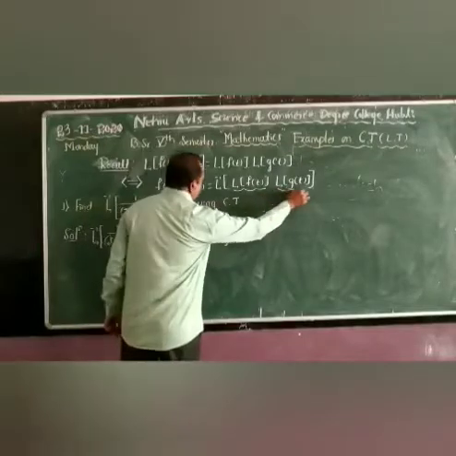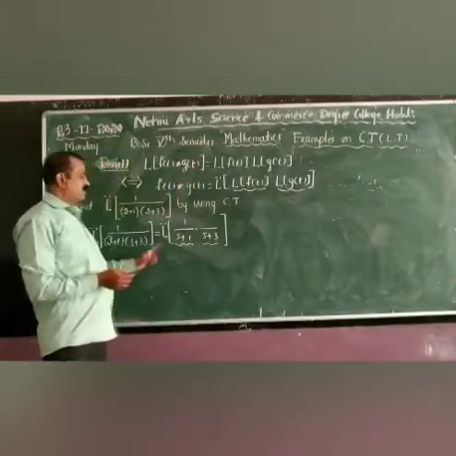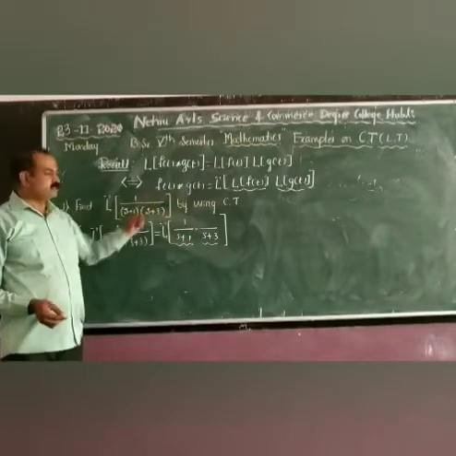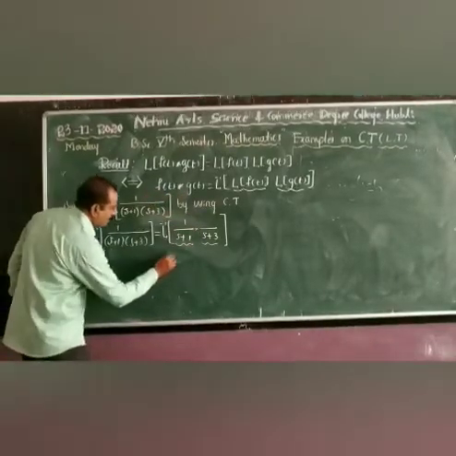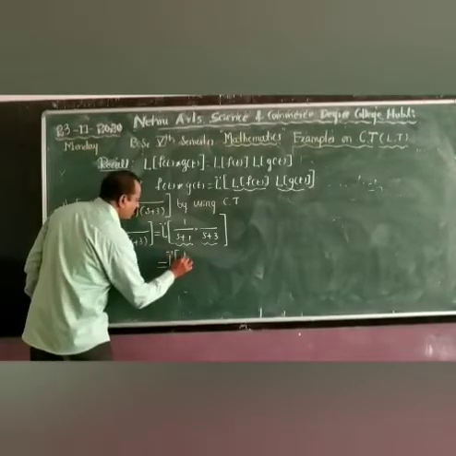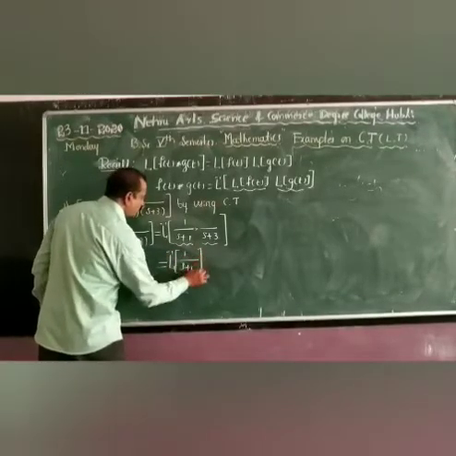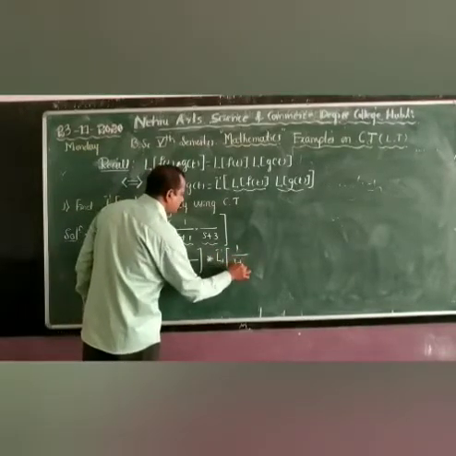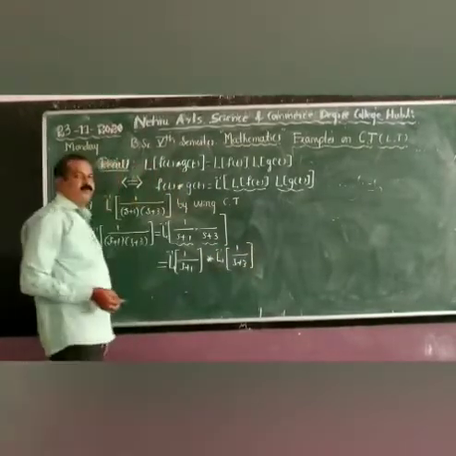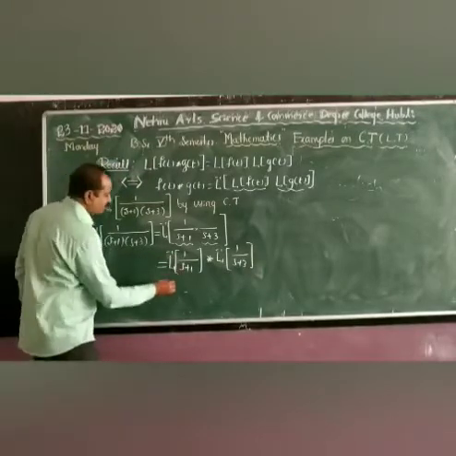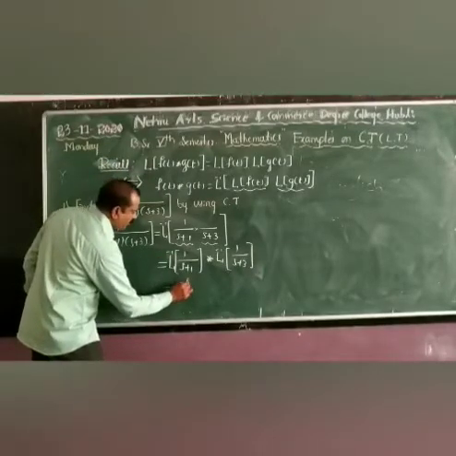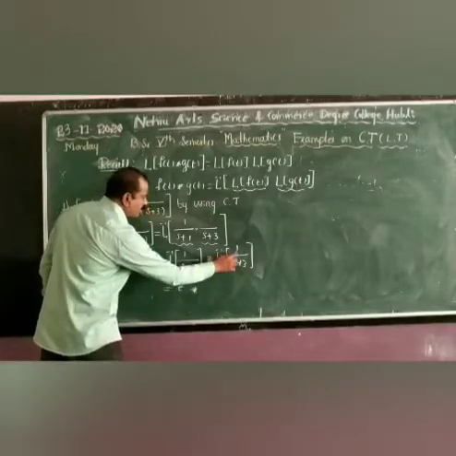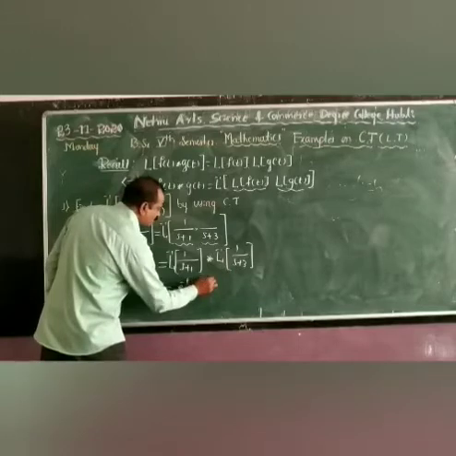Now here f of t is 1 divided by s plus 1, g of t is 1 divided by s plus 3. So you can split by means of convolution: L inverse of 1 divided by s plus 1 star L inverse of 1 divided by s plus 3. Now we know L inverse of 1 by s plus 1 is the exponential e raised to minus t, star e raised to minus 3t.